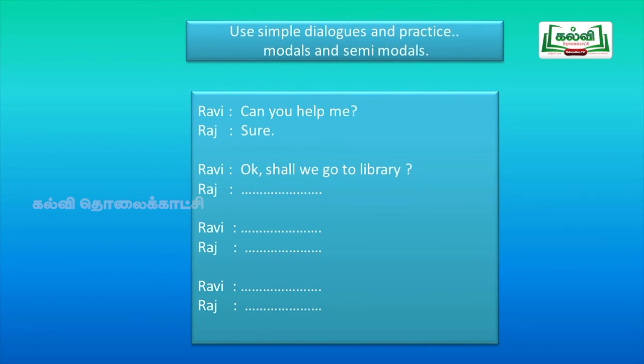Just there is a format given here. It's a dialogue. Ravi and Raj are conversing. And here is a clue. Can you help me? And Raj, sure. And again Ravi. Okay, shall we go to the library? And the response of Raj has to be filled by you. And just keep going by writing the other dialogues so that you will have a great practice of writing these modal and semi-modal.